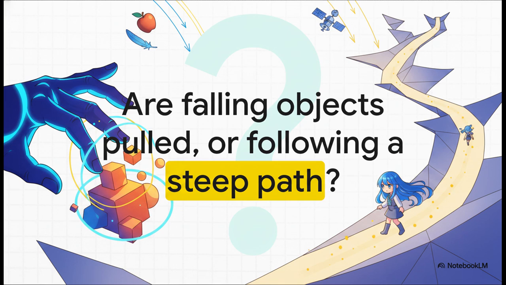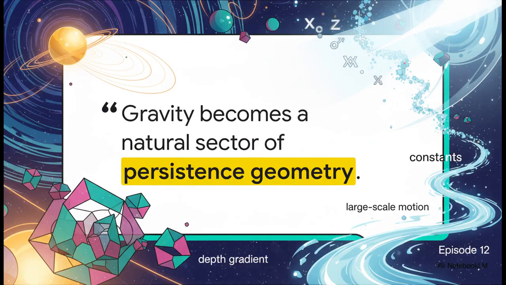As we close out this explainer, I want to leave you with a rather profound thought to ponder about the very nature of a falling object. When you see an object fall, is it truly being tugged by an invisible force from below? Or is it merely, passively, and beautifully following the steepest admissible route through the geometry of persistent space? If depth is real, then depth gradients are real. And if depth gradients are real, then gravity may be the large-scale motion law of persistence geometry. Next time, we ask whether the constants themselves are also emergent from that same structure.